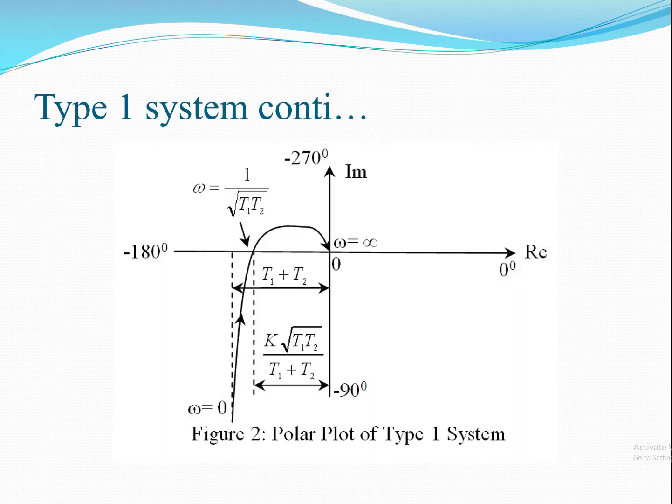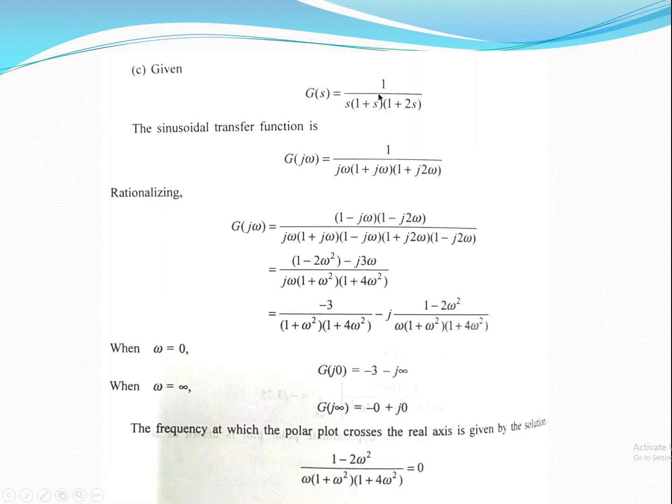This is your type 1 system. For all type 1 systems, you will have this shape. So this is an example of a type 1 system: 1 upon s into (1 plus s) into (1 plus 2s).